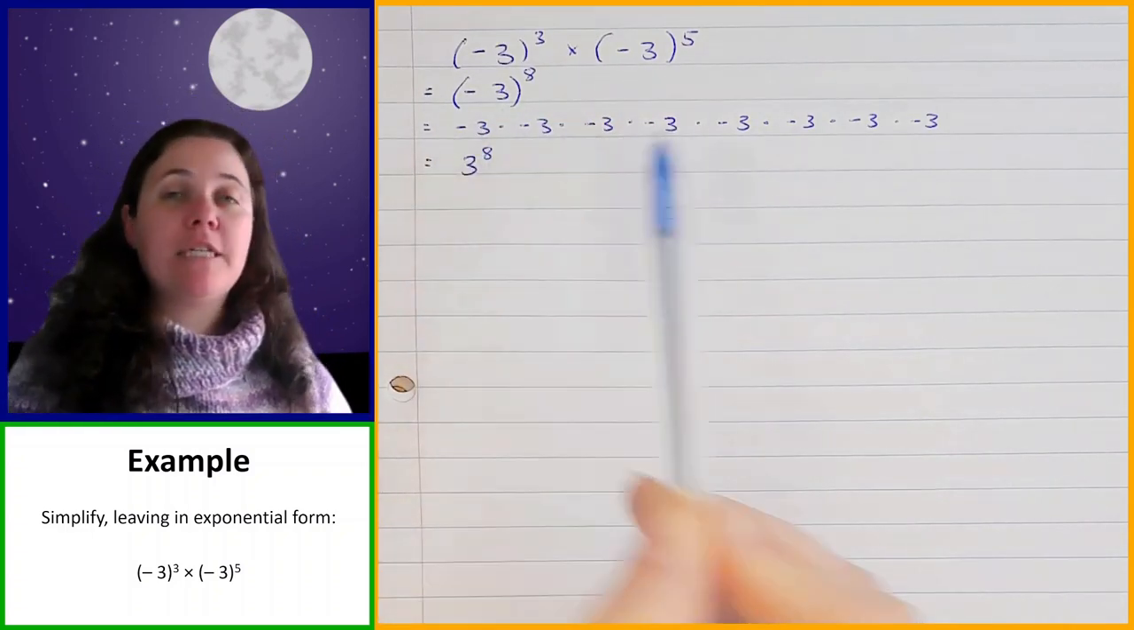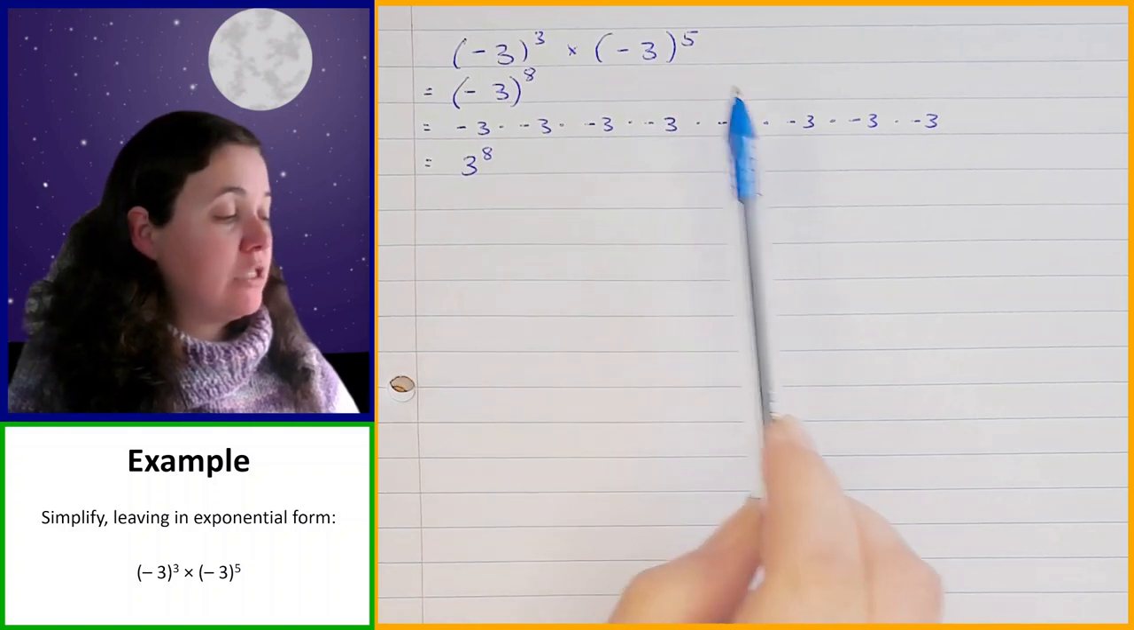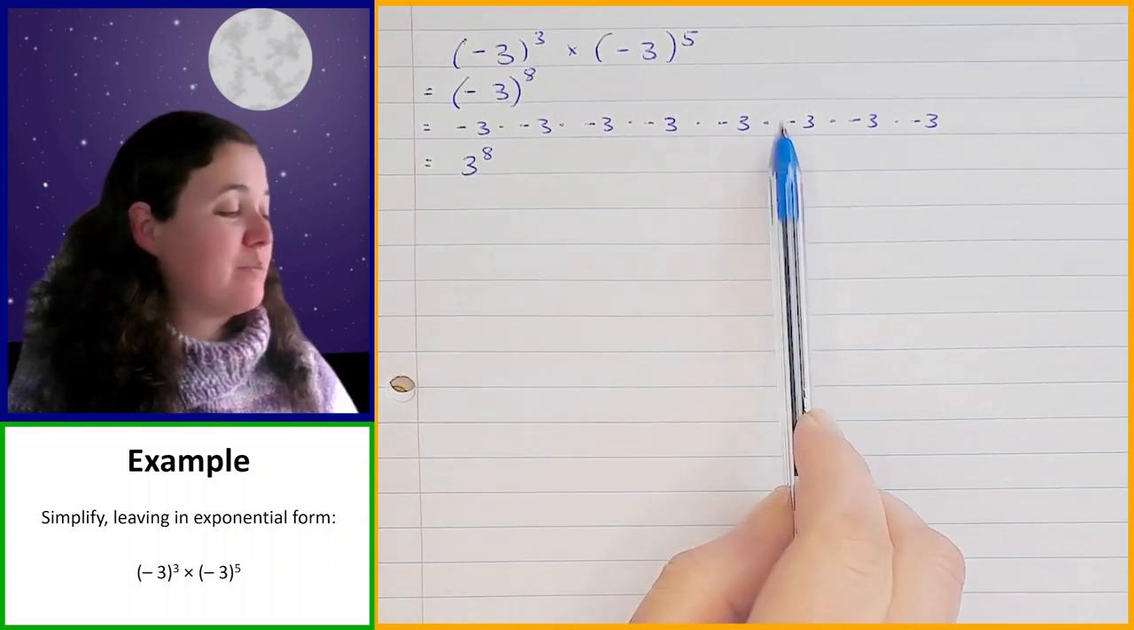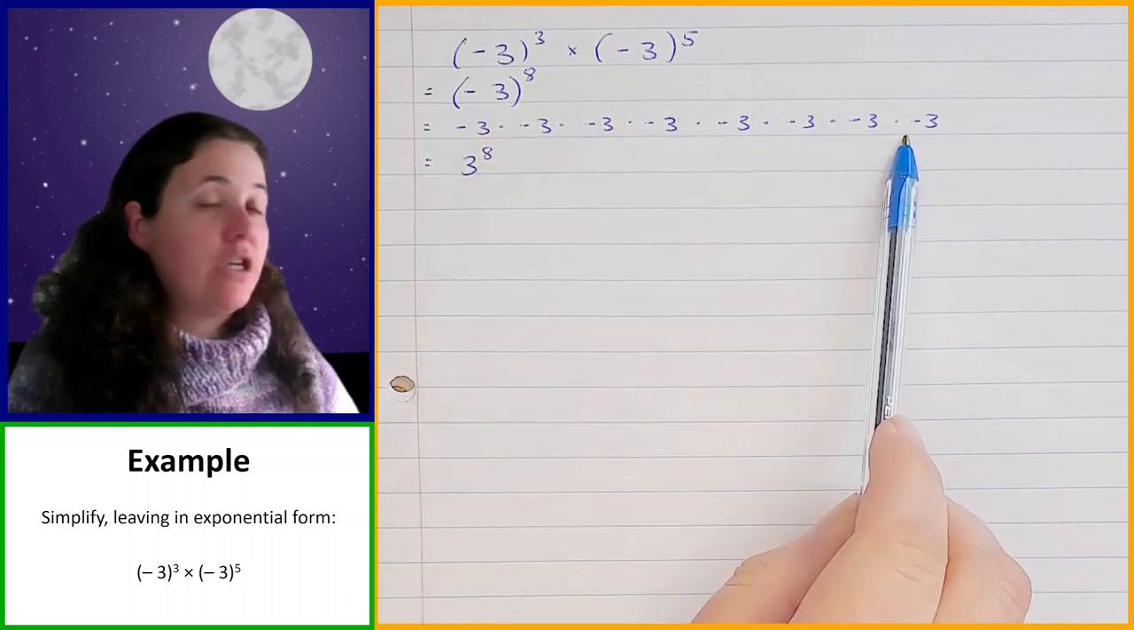All the negatives are going to cancel each other out, because if I have a negative times negative, it becomes positive. Negative times negative becomes positive. Negative times negative becomes positive, and negative times negative becomes positive. So all of my negatives are going to cancel out.